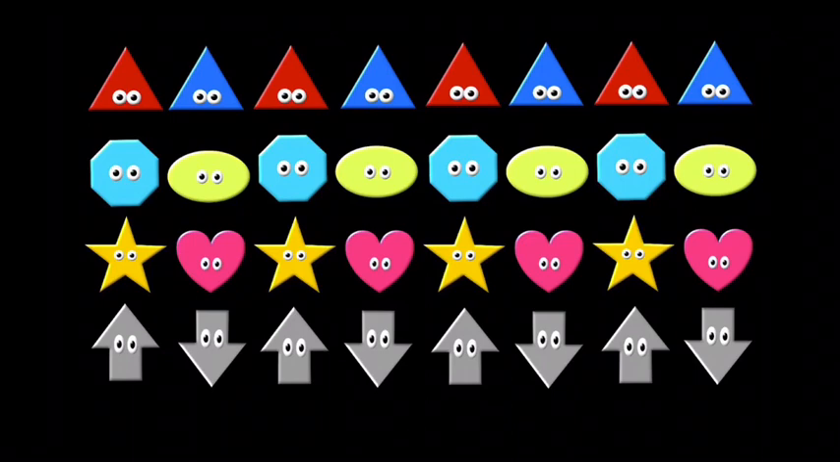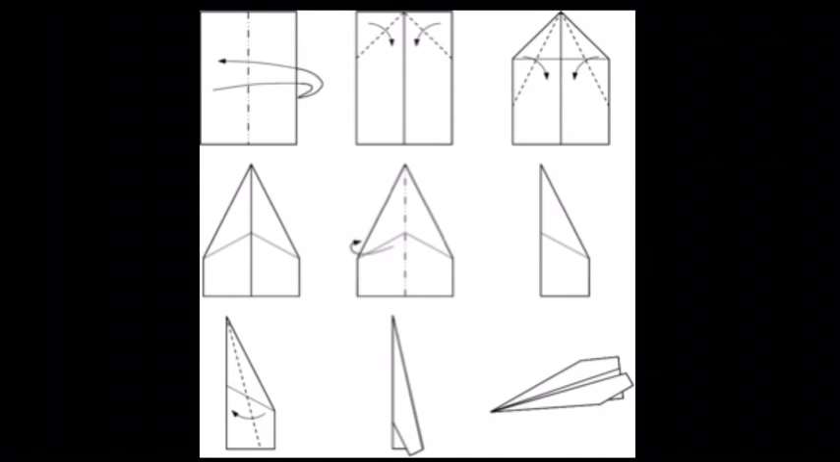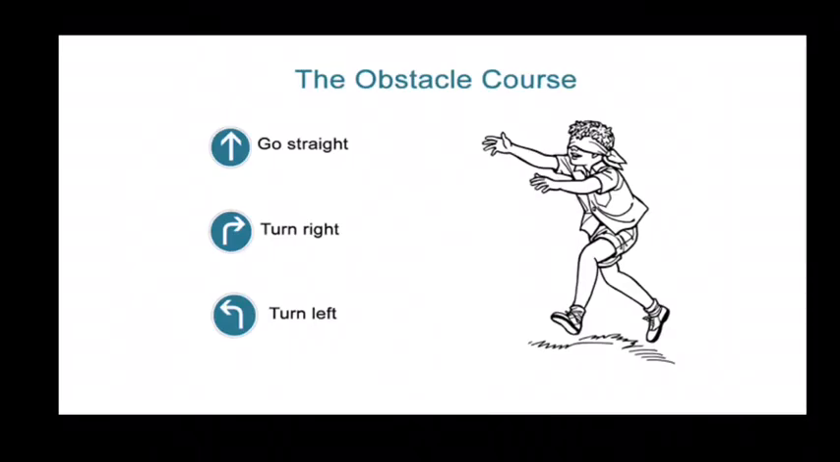There are lots of activities that you could do to encourage giving and listening to instructions. Here are a few examples for you to try at home. The first one is to have a go at providing instructions to create a pattern. If you want a more challenging activity, you could have a go at describing how to make a paper aeroplane. If you're in a trusting mood, you could have a go at closing your eyes or putting a blindfold on and let your child guide you around an obstacle course.